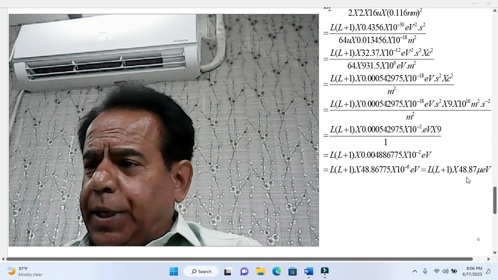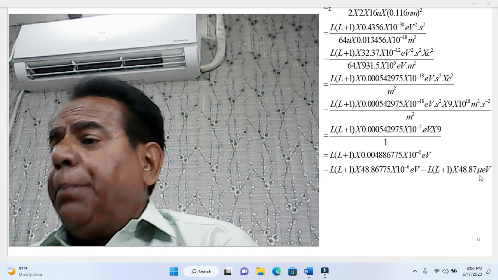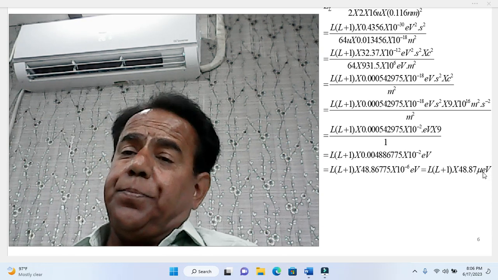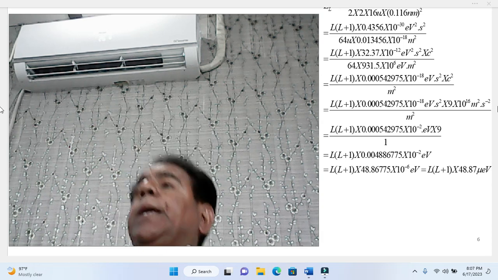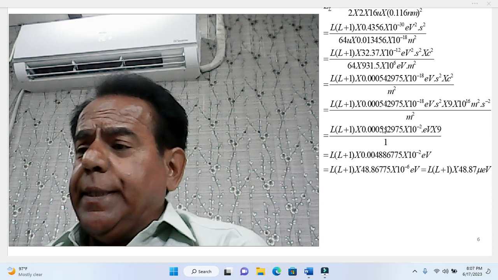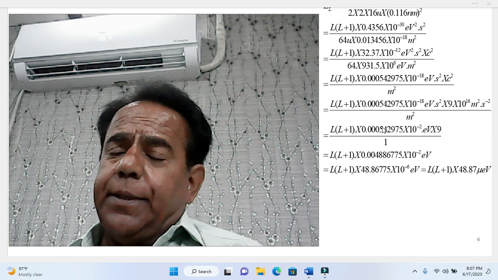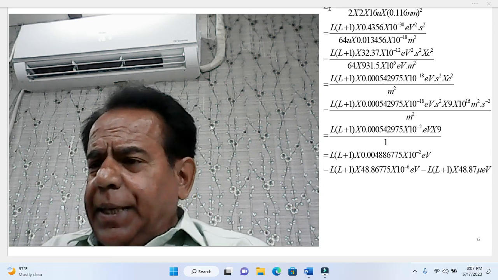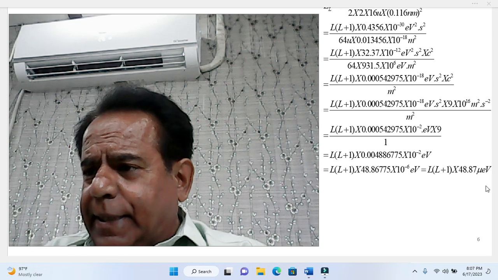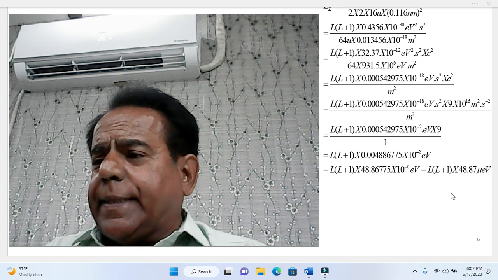Okay, what conclusion? L into L plus 1 into 48.87 micro electron volt. Okay, micro means 10 to power minus 6. Okay, milli means 10 to power minus 3, micro means 10 to power minus 6, nano means 10 to power minus 9. Okay, anyhow, so this base has been developed. Okay, this is just a base for determining our states.